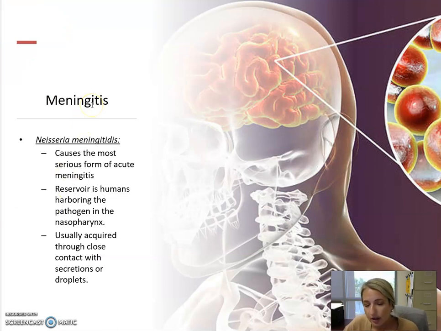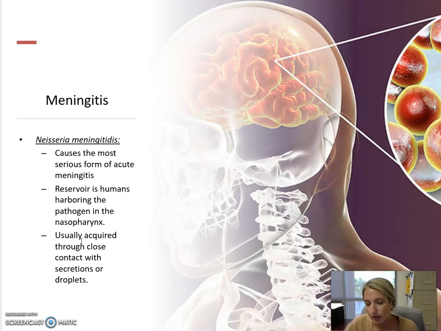So, like I said, there's a lot of bacteria that can cause bacterial meningitis, but the most common and certainly the most dangerous is this bacteria, Neisseria meningitidis. So Neisseria meningitidis causes the most serious form of bacterial meningitis. Unfortunately, this bacteria belongs naturally in certain individuals' nose and throat, which we call the nasopharynx. So some individuals are just natural carriers for this bacteria.